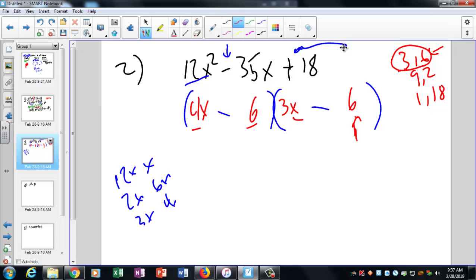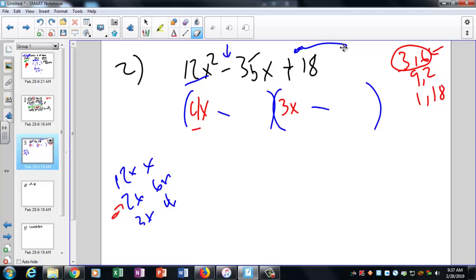Newsflash, 2 and 6 won't work either. If you changed it from 4 and 3 to 2 and 6, that isn't working either. So instead of using 3 and 6, what should we try? What should be our first choice? 2 and 9. Does that make sense?